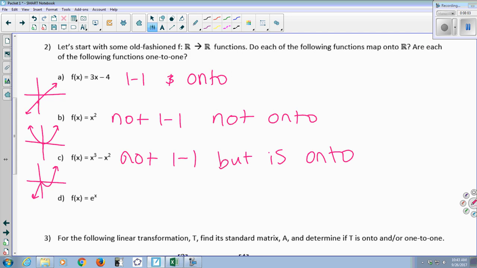All right, f of x equals e to the x. Quick sketch. Looks like that. Is that one-to-one? Yes, it passes the horizontal line test. Is it onto? No, you can't produce negative outputs. So it's one-to-one, but not onto. All right, so that's what the definitions mean in terms of concepts that we already know. We're also going to apply them to transformations that we use matrices for, where your inputs are vectors and your outputs are vectors.